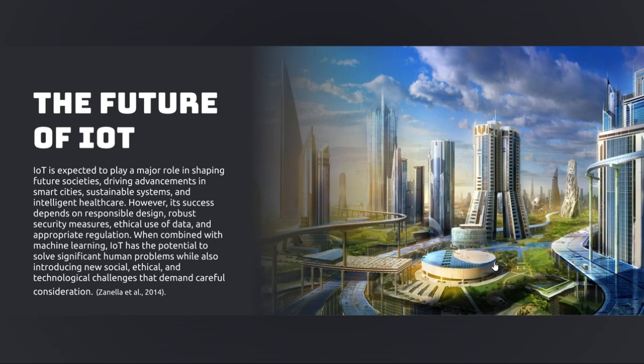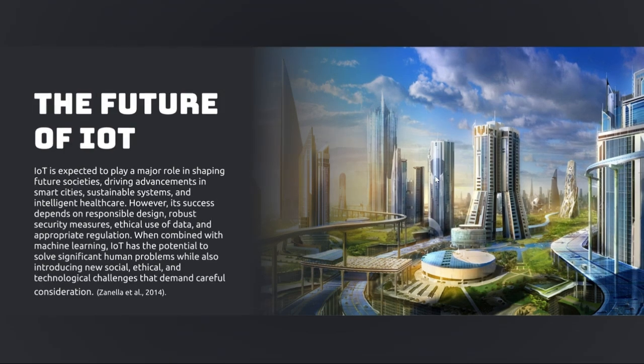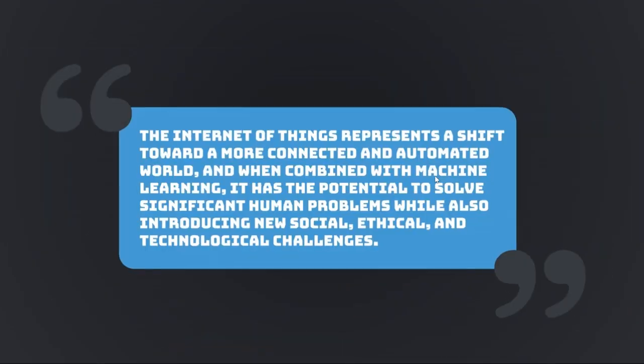However, the future success of IoT depends on addressing important challenges such as cybersecurity, privacy protection, and ethical use of data. Governments, organizations, and technology developers will need to establish strong regulations and standards to ensure that IoT technologies are used responsibly and safely. Lastly, the Internet of Things represents a shift toward a more connected and automated world, and when combined with machine learning, it has the potential to solve significant human problems while also introducing new social, ethical, and technological challenges.